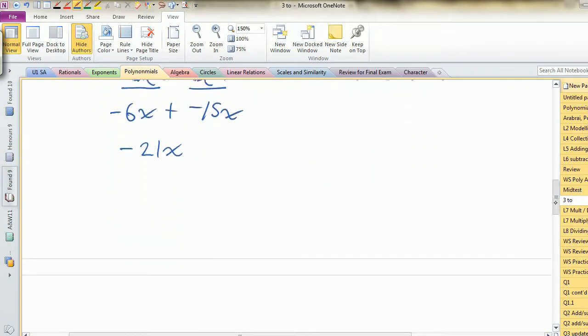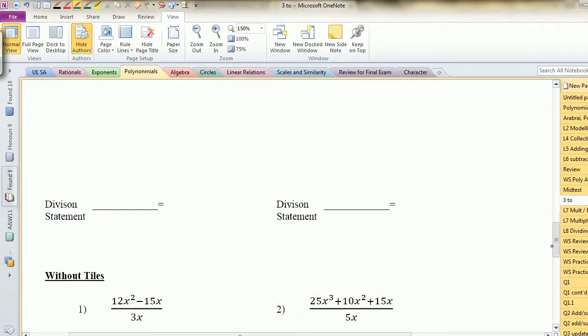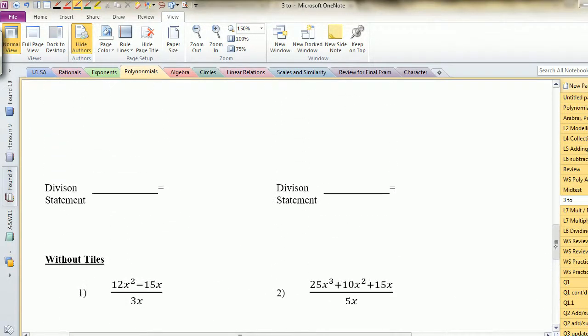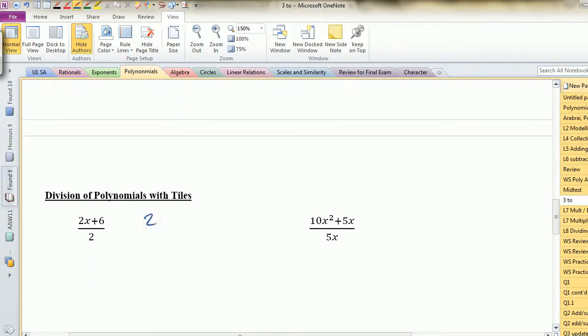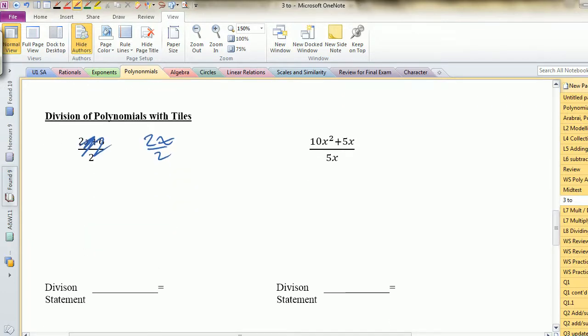All right. So what we're going to do now is work on the opposite. We're going to do dividing. Let's go 2x divided by 2. So we're going to have to draw 2x on the inside. Somehow we have to divide these x's into 2 groups. How can we do that?